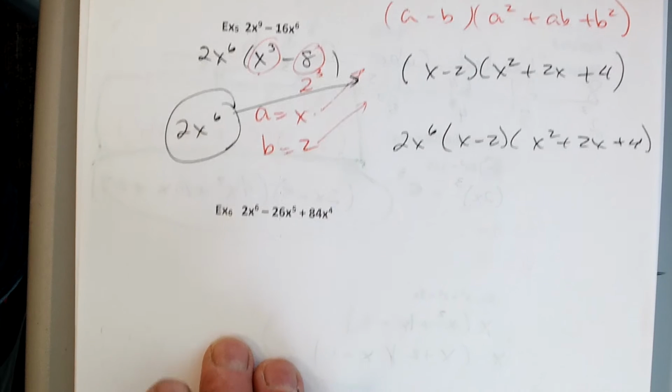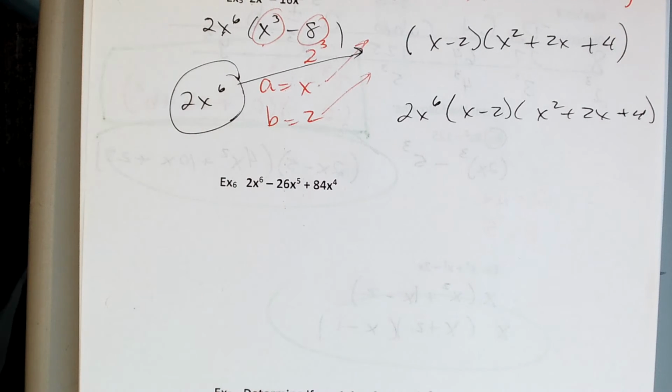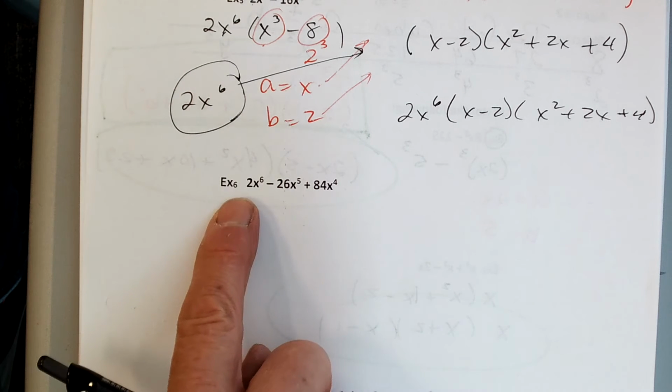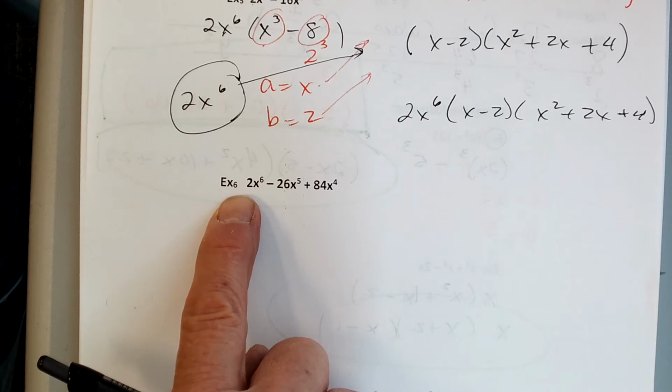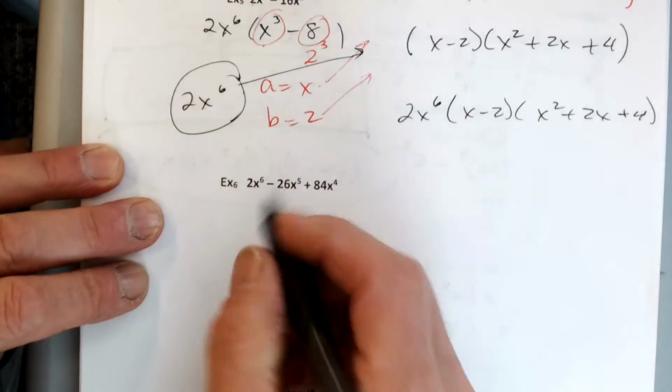Example 6. Oh, that looks like a pretty ugly problem. Can we make it better? Who haven't I picked on for a while? Let's see. Jose, what do you see? I'll take out x to the 4th. Yes, so let's take out at least x to the 4th. I totally agree. And I'm also going to take out a 2.